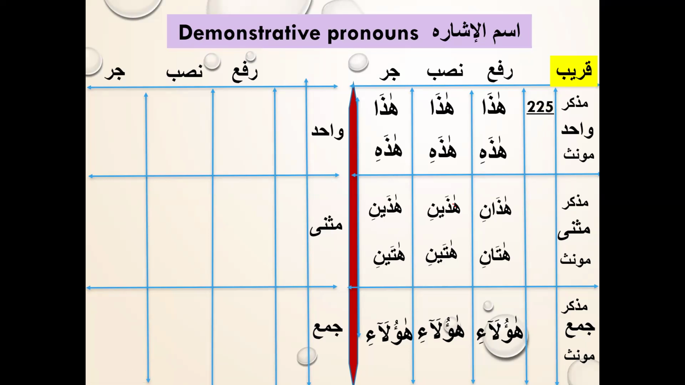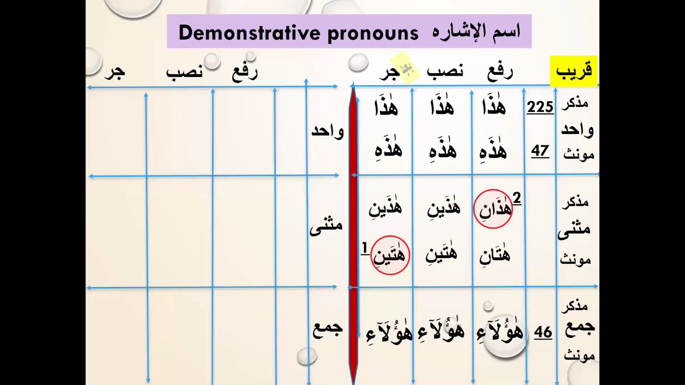Hadha is used 225 times in Quran Majid. Hadhihi is used 47 times in Quran. Hadhani is used only 2 times in Quran. And hataini, the jar state of mu'annath, is used only 1 time in Quran Majid. And haulai is used 46 times in Quran Majid. Either it can be the rafa state or nasab state or jar state. Altogether it is 46 times. Same like 225 times is hadha. It can be the rafa state, nasab, or jar state. It's the altogether number. Okay.